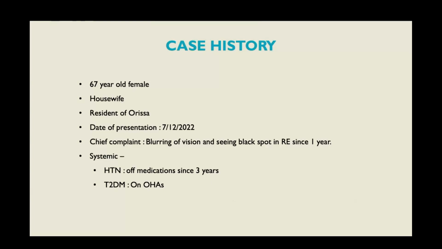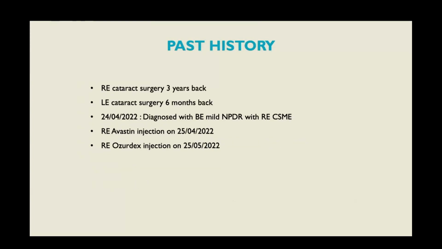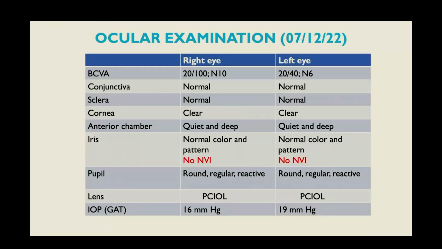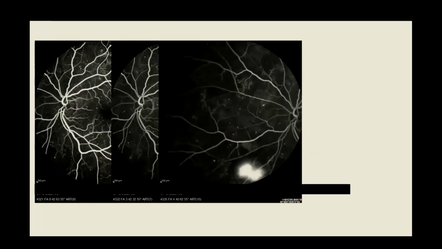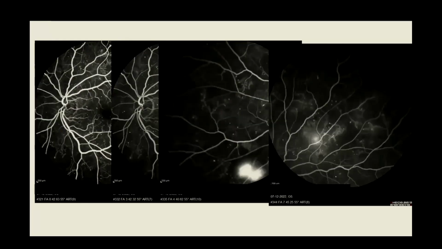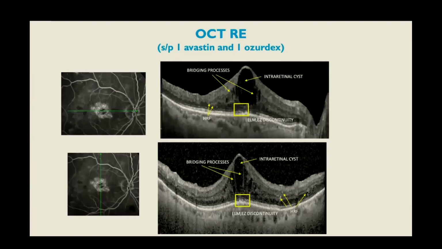I would just like to present one case. Cataract surgery was done in both eyes earlier, and she was diagnosed with non-proliferative diabetic retinopathy with CSME. She had already received injections, Avastin and Ozurdex, before she came to us. She was 20/100 in the right eye and 20/40 in the left eye. The left eye showed neovascularization with extensive capillary non-perfusion.